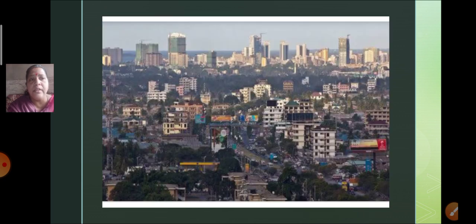Then you can see over here again the suburban area, where you can see big buildings and residential areas. So this is the way in which the land is used up.